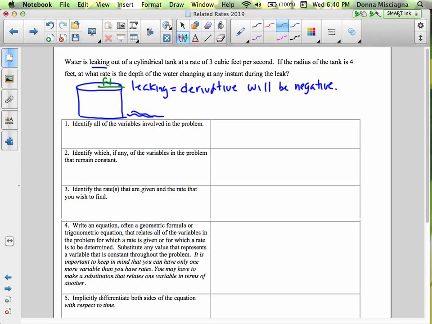Let's identify all our variables. All right, so if we have something flowing out of a tank, that's volume. We have the radius, and h is the height. And we're interested when the radius is 4 feet.